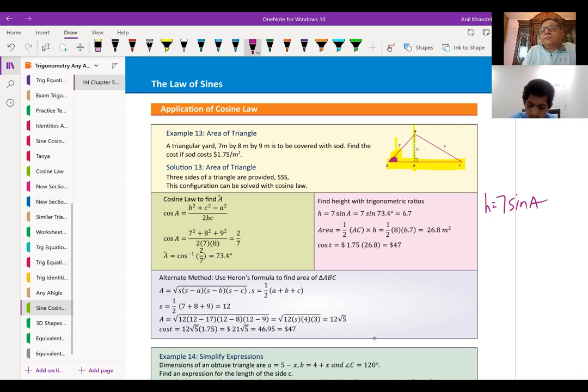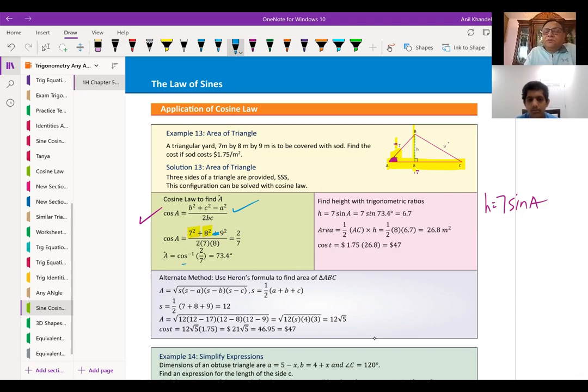How do you find angle A? Use cosine law. Cos of A is this square plus this square, these two squares of the adjacent sides, take away 9 square. You see that? So 7 square plus 8 square, take away 9 square. This should be minus here. Then you divide by 2 times BC as given in the formula, and then find cos inverse to get the answer. Is that clear? In this case, you get 73.4 as the angle A.